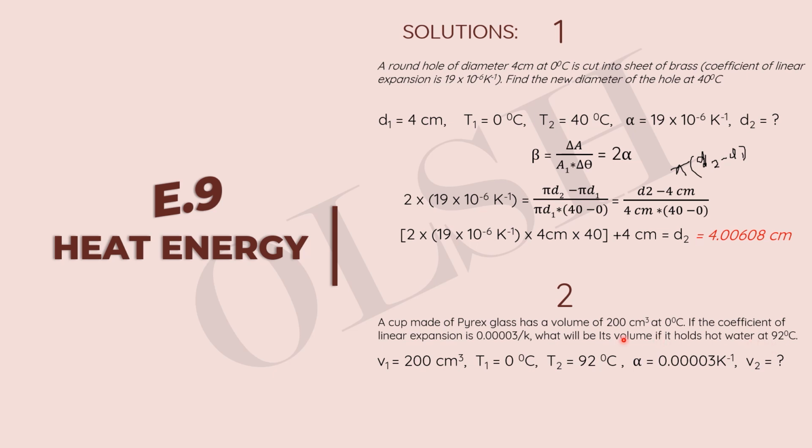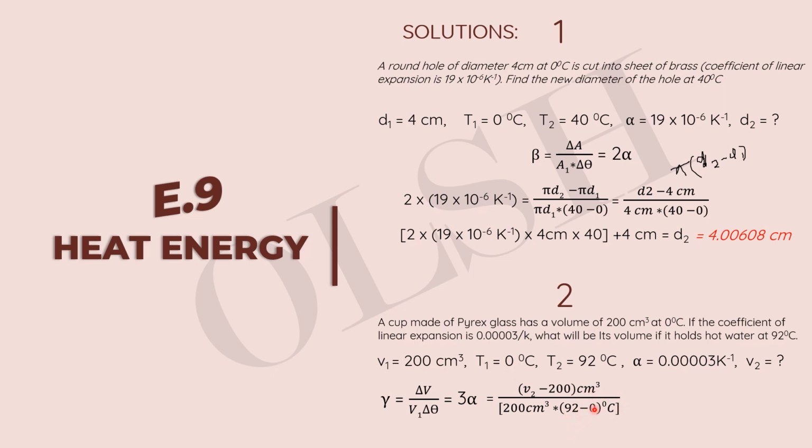In this case, we're given alpha when we're asked to find volume. So we know the relationship between cubic expansivity and linear expansivity, and we use that to our advantage. We replace cubic expansivity here by 3 alpha. If we do that, we're going to have V2 minus 200 all over 200 times 92 minus 0.